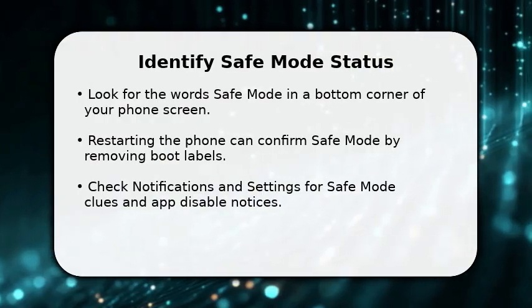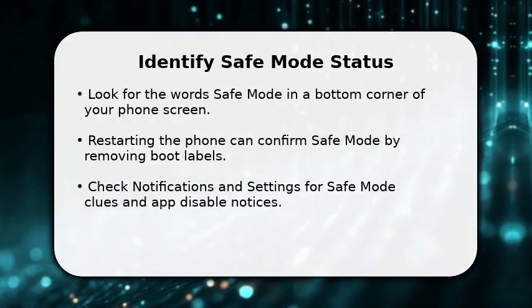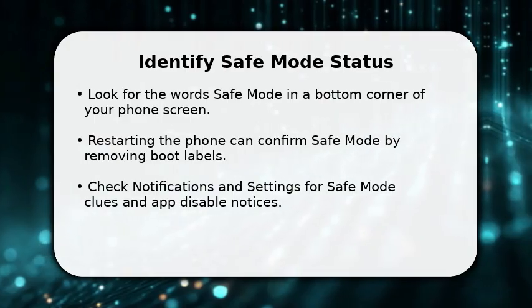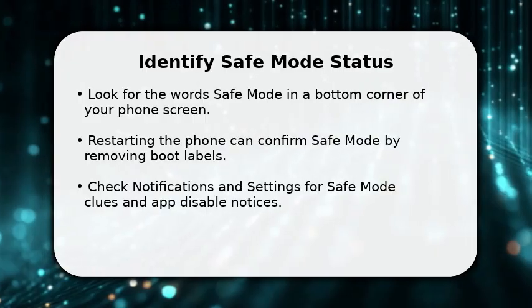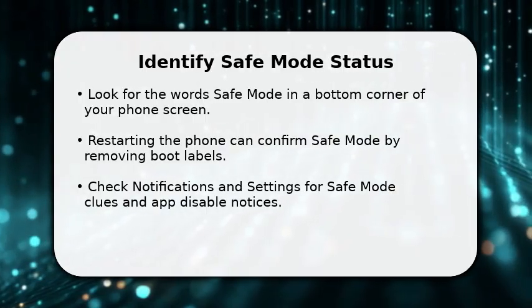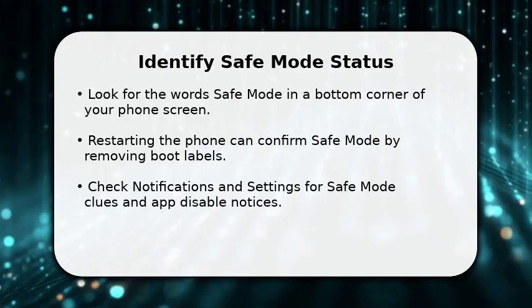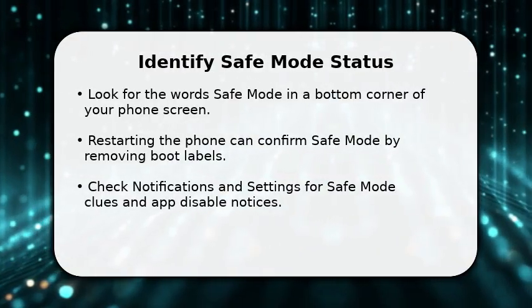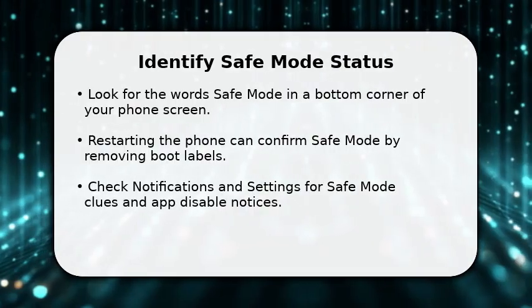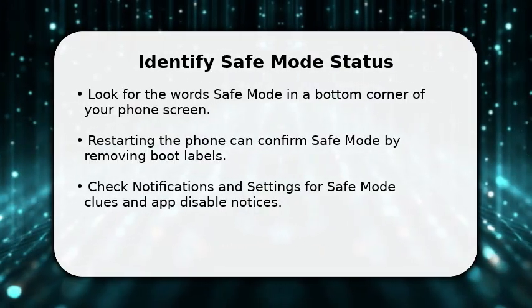Begin by checking the screen for the word Safe Mode in a corner. If you see that label, then the phone booted into diagnostic mode. Look for disabled apps or limited functionality as other signs. Open Settings and swipe down the Notifications panel to find additional Safe Mode hints. Make note of any system messages that mention Safe Mode or Safe Boot. These steps confirm the phone is indeed in Safe Mode before you proceed.